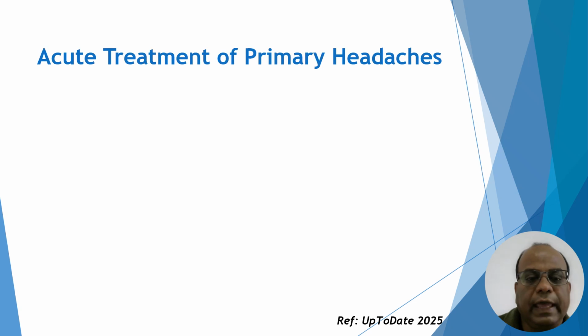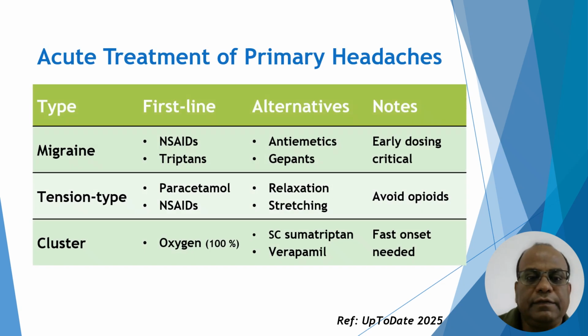So first, acute treatment of primary headaches. This table shows the basic management plan. In migraine, acute therapy must be taken early in the attack, and try to avoid combination of analgesics and opiates. Cluster attacks respond best to oxygen or triptans.